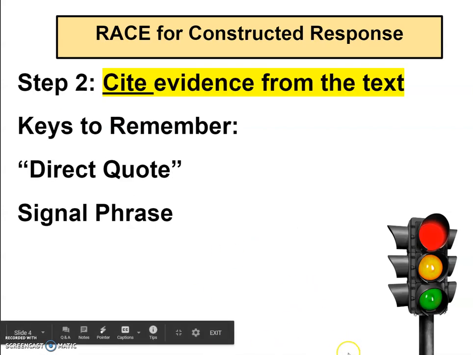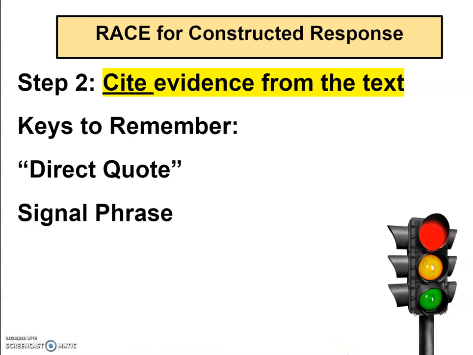Secondly, we need to cite evidence from the text that supports that answer or proves that the answer that we've included is correct. We want to make sure that that particular piece, that yellow portion of our traffic light, includes a direct quote, something that came specifically from the text, and also that it includes a signal phrase.